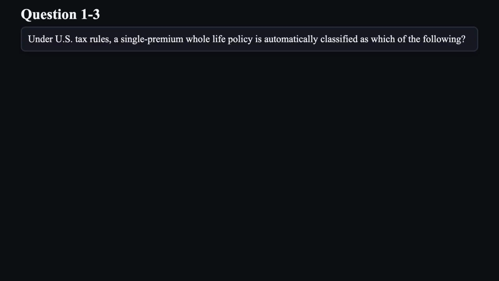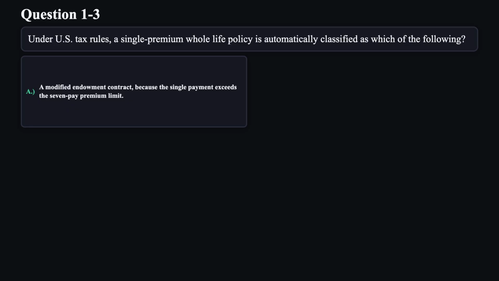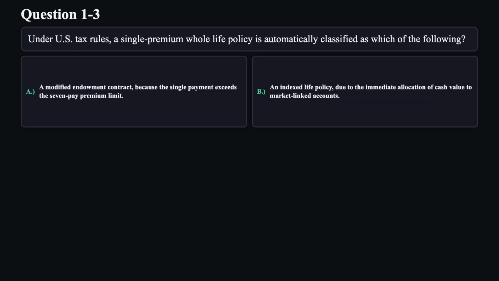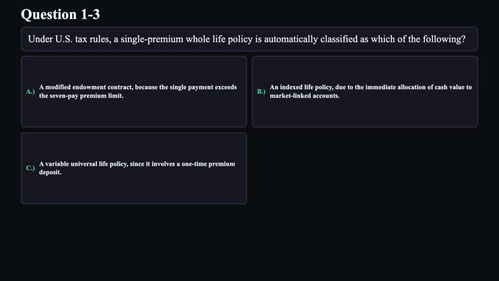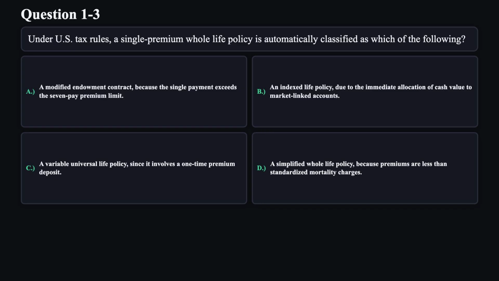Question 3. Under U.S. tax rules, a single premium whole life policy is automatically classified as which of the following? A. A modified endowment contract, because the single payment exceeds the 7-pay premium limit. B. An indexed life policy, due to the immediate allocation of cash value to market-linked accounts. C. A variable universal life policy, since it involves a one-time premium deposit. D. A simplified whole life policy, because premiums are less than standardized mortality charges.